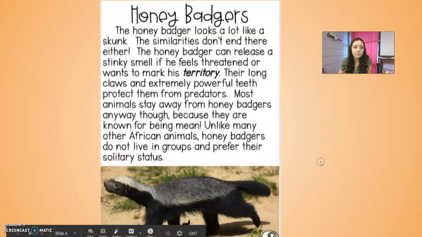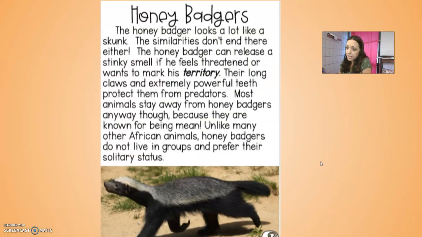So elephants. Honey badger. Here's our main character from the story. The honey badger looks a lot like a skunk. The similarities don't end there either. The honey badger can release a stinky smell if he feels threatened or wants to mark his territory.